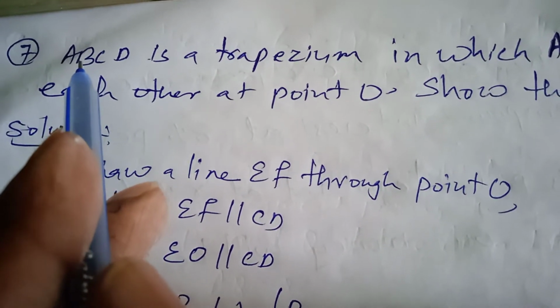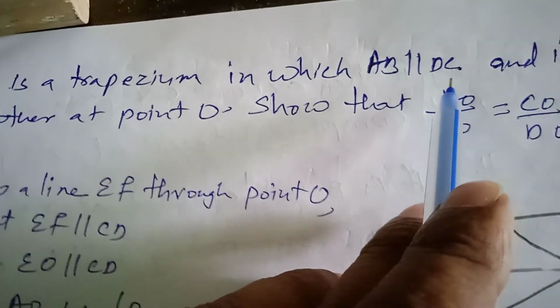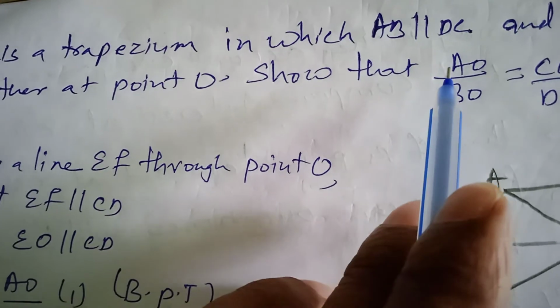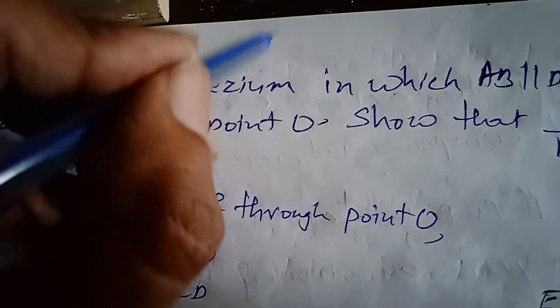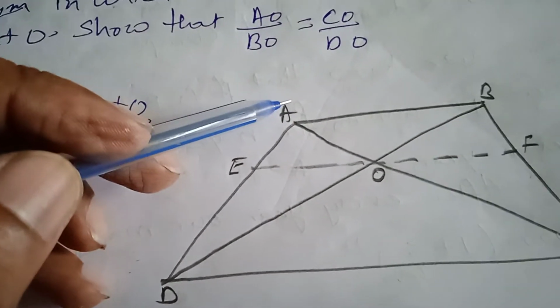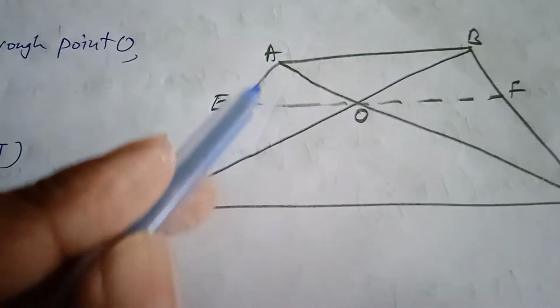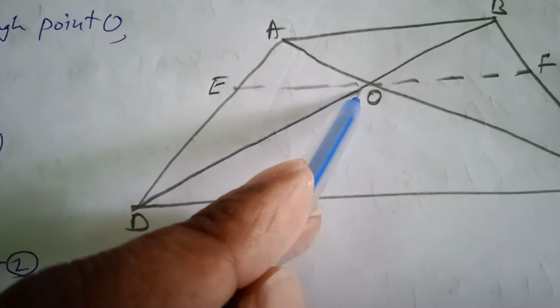Let us see another question. ABCD is a trapezium in which AB is parallel to CD and its diagonals intersect each other at point O. Prove that AO upon BO is equal to CO upon DO. According to the property of a trapezium, we all know one and only one pair of sides of a trapezium is parallel. So with the help of this condition, we have drawn the figure. ABCD is a trapezium, AB parallel to CD, diagonals intersect at O.